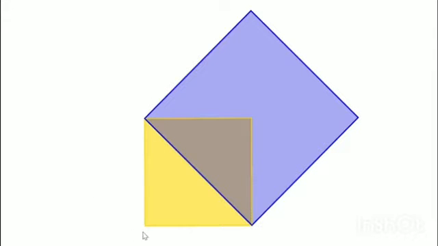Suppose the side of the small square is 1 meter. Then its area is 1 square meter. Since the area of the large square is twice the area of the small square, the area of the large square is 2 square meters. What is the length of the sides of the large square?